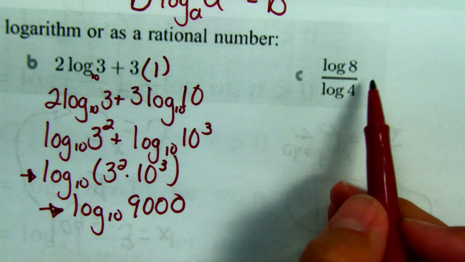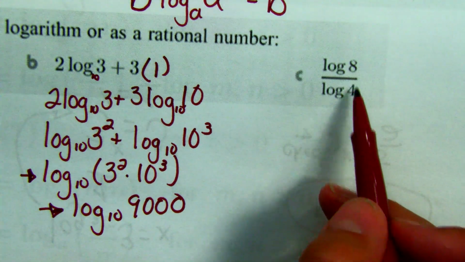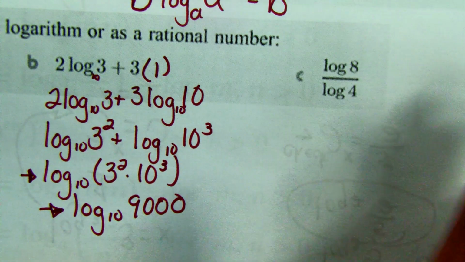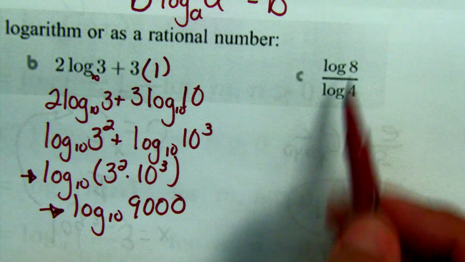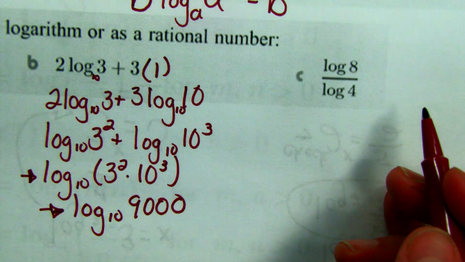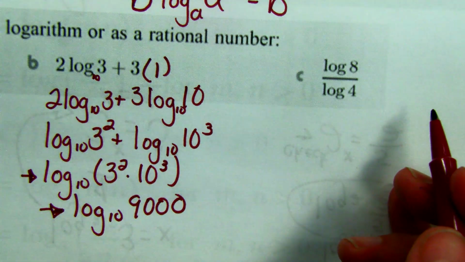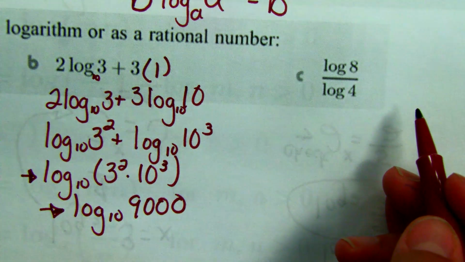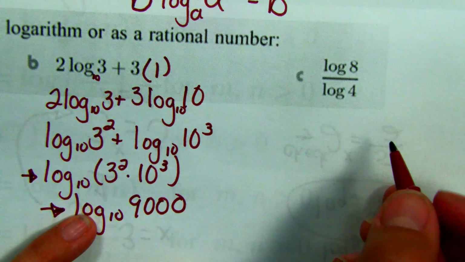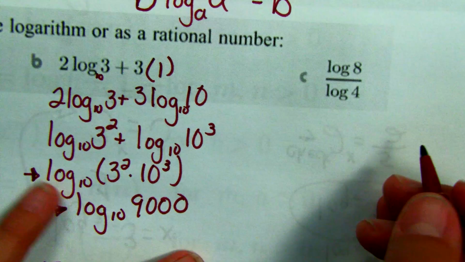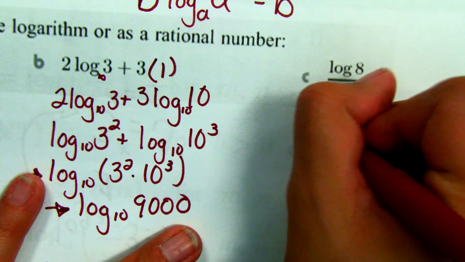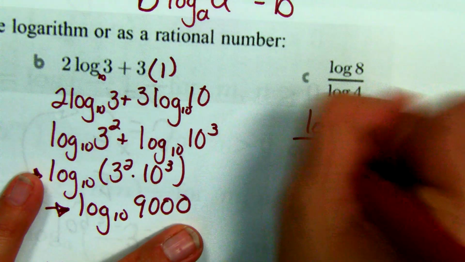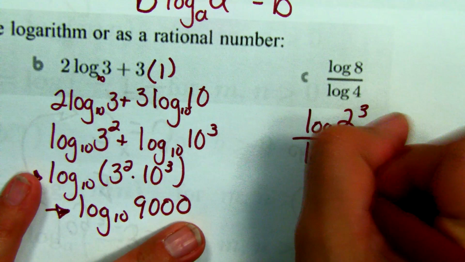Now, students think that all I have to do is divide 8 and 4. No, you cannot do that. You cannot do that. You have to rewrite them so they have the same base. Okay? What base am I going to use to write them as the same base? It's okay. Yes, we're going to write them as 2. Everyone, 2 to what power gives you 8? 2 to what power gives you 4? Okay.